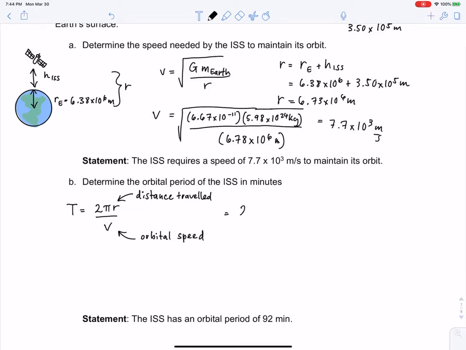We can punch this into our calculator. That's 2 times pi times the radius we said was 6.73 times 10 to the power of 6 meters divided by the speed of 7.7 times 10 to the power of 3 meters per second. Now we want this in minutes. If we complete this calculation as it is, it will be given to us in seconds. So we can multiply it by 1 over 60. That's 1 minute per 60 seconds. Doing so will give us an orbital period of 92 minutes.